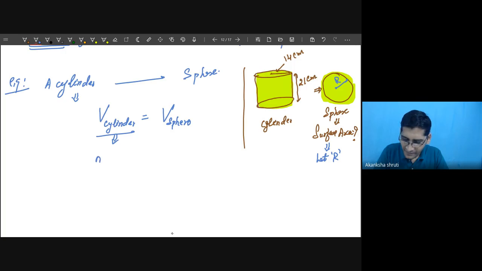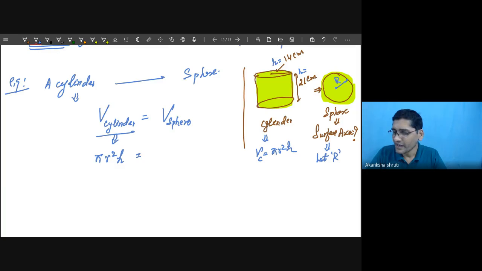It is pi r square h. So this 14 is representing the radius of the cylinder, denoted by a small r, and the height 21, let us denote it by h. So the volume of the cylinder is pi r square h, and the volume of a sphere you need to take is given by 4 by 3 pi R cube. Keep in mind, do not use the same r as we are using for the cylinder, because it is a new radius. So denote it by a new alphabet. Let us denote it by capital R. You may denote it by RS or R2, like that.